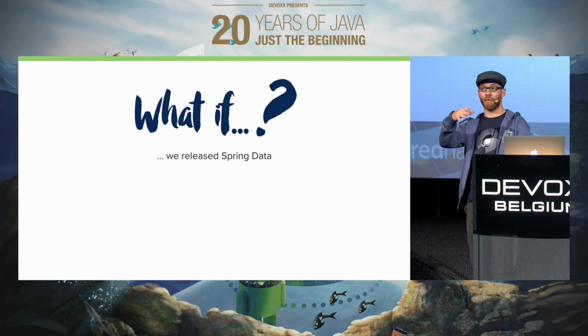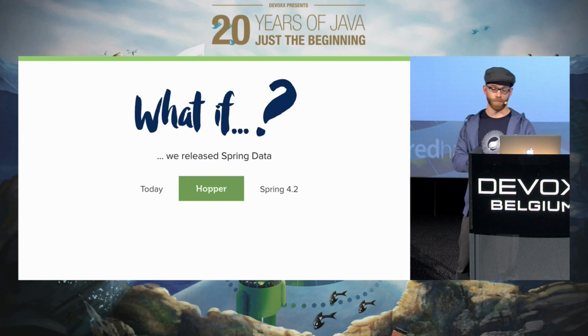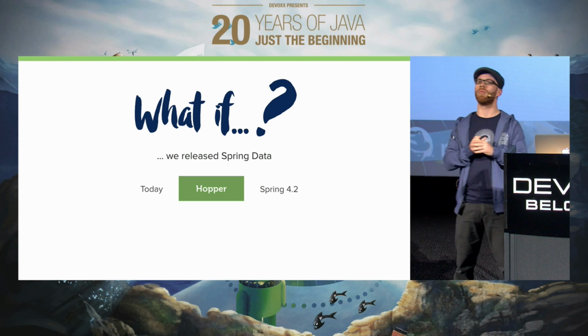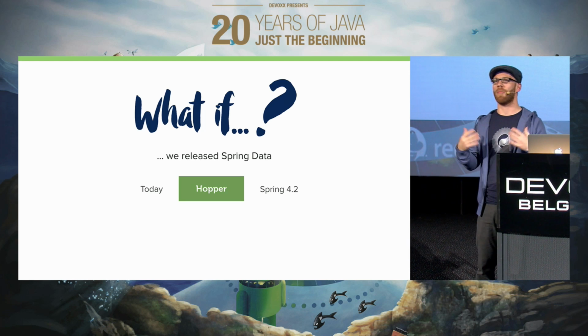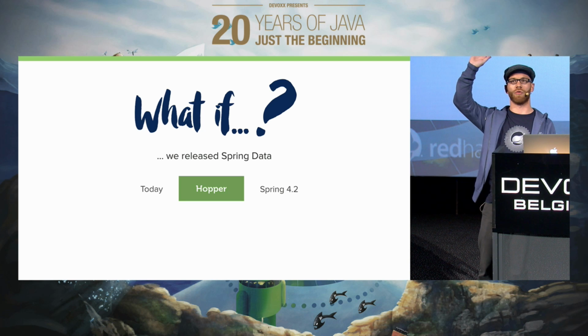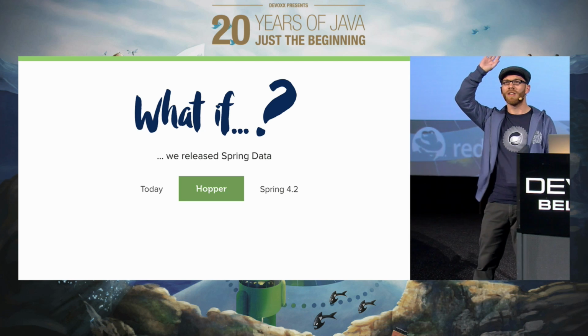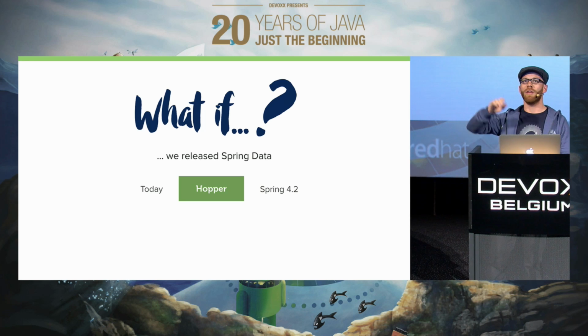If you imagine we were releasing the Hopper release train today on 4.2, would that be a problem? Like, who could, as of today, upgrade to a Hopper that's on Spring 4.2? Who of you? Quite a lot. Who of you could not? Okay, quite a few hands.